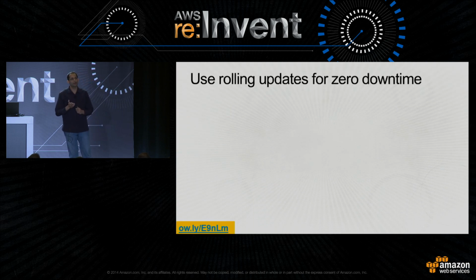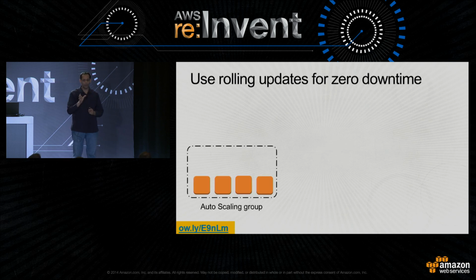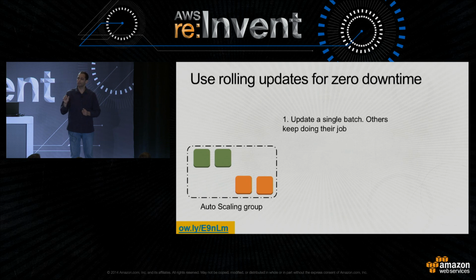Rolling updates is a CloudFormation feature which allows you to keep an autoscaling group in operation and still update it. CloudFormation does that by dividing the autoscaling group into batches. So if I have an autoscaling group and I want to make an update on it, you can use rolling updates to divide that into batches. And CloudFormation will make sure that at least one batch is healthy at any given time, doing the job that the autoscaling group is supposed to do.